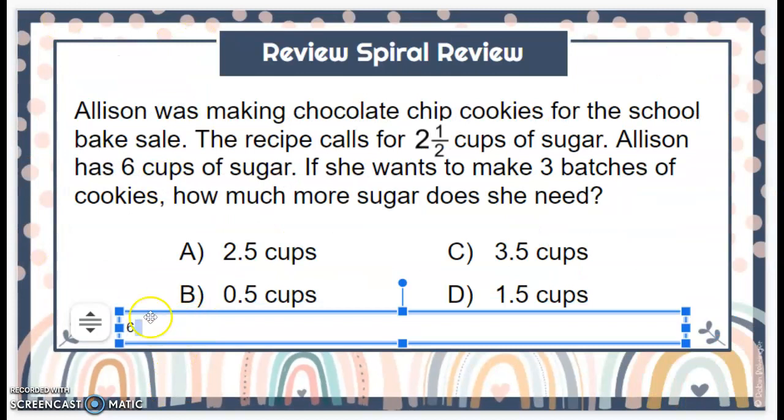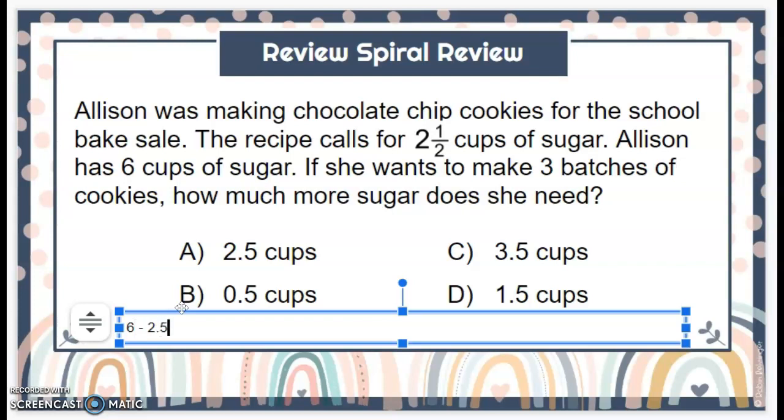All right, so we know that Allison starts off with 6 cups of sugar, and every time you make a batch of cookies, you are using that sugar. So when we talk about which operation we want to use here, do we want to use addition? Do we want to add the sugar? Do we want to subtract the sugar? Do we want to multiply the sugar? Do we want to divide the sugar? Well, because we're cooking here, we're using the sugar, so we want to subtract.